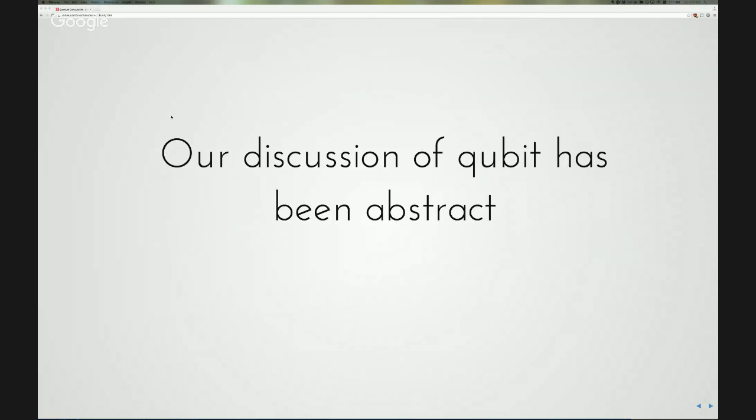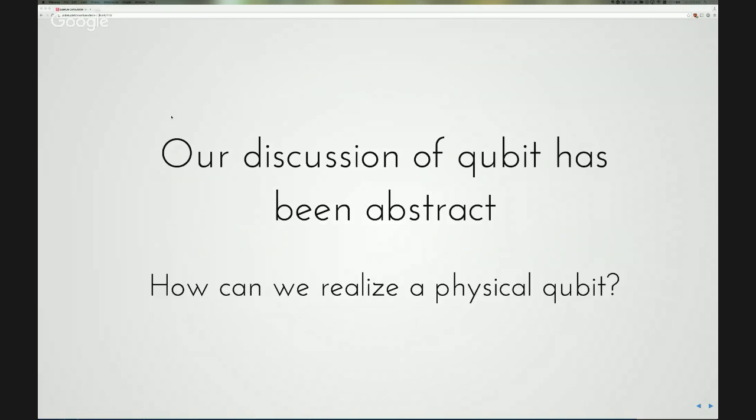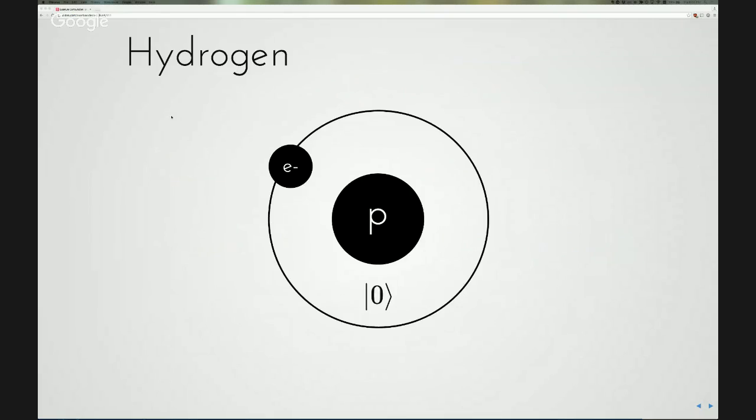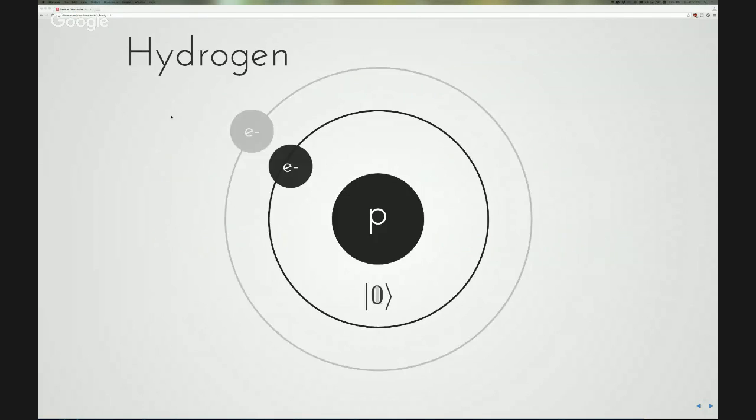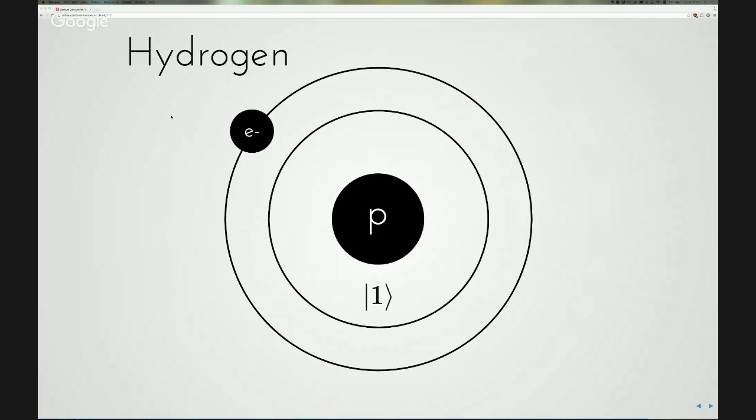So we've been treating a qubit as an abstract device. But how do we actually build a qubit in a laboratory? We're going to look at a very simple system, a hydrogen atom. A hydrogen atom consists of a proton and an electron. We can encode a qubit as the state of the electron, where the ground state of the electron represents 0, and the first excited state represents state 1. An arbitrary state is a superposition of the two, the ground state and the first excited state, both simultaneously.